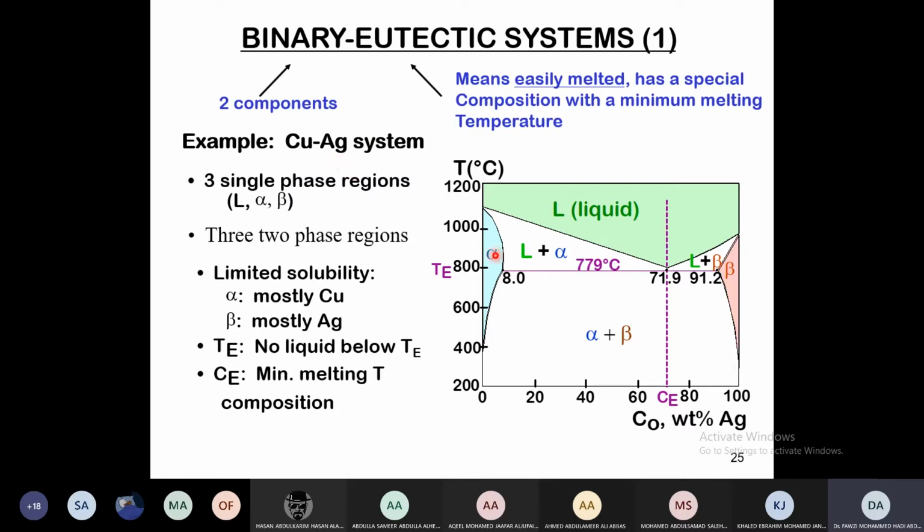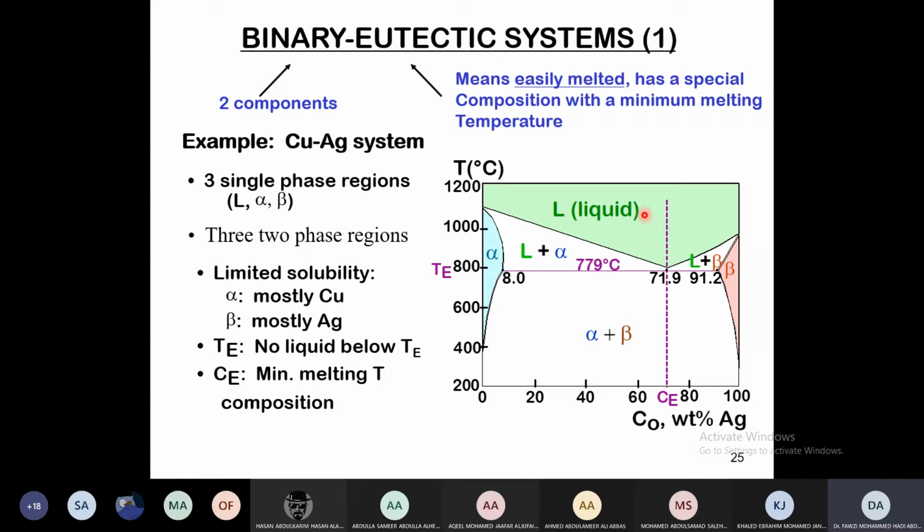As you can see, this is the phase diagram. It looks completely different from the binary isomorphous phase diagram. To start with, this is the temperature in degrees centigrade, and that's the composition, given here in terms of weight percentage of silver. We notice the phase diagram is a little bit more involved.